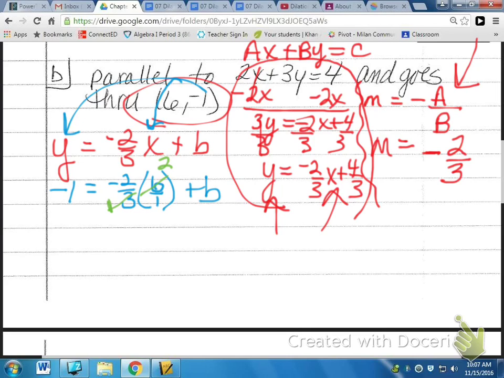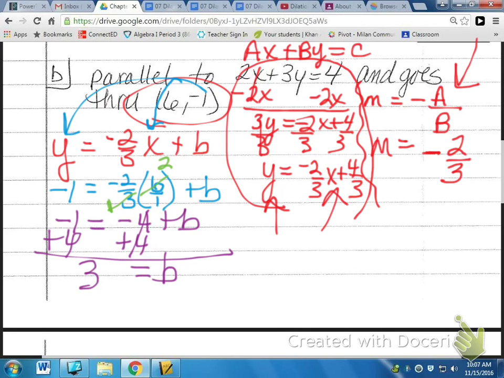So my equation is now negative 1 equals negative 4 plus b. All right, add 4 to both sides, and b equals 3. Then you finish off by writing the full equation: y equals negative 2/3 x plus 3.